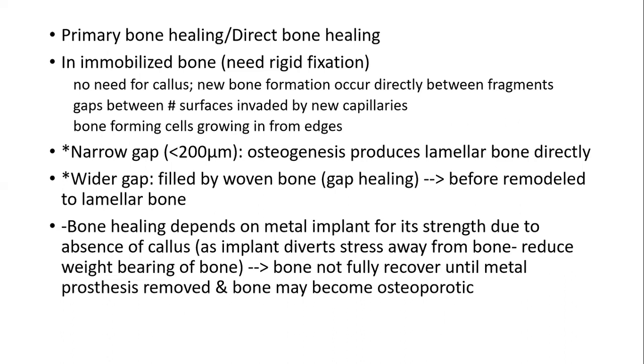And the bone healing depends on the metal implant for its strength due to the absence of callus. As the implant diverts stress away from the bone, it reduces weight bearing of the bone, and the bone does not fully recover until the metal prosthesis is removed, and the bone may become osteoporotic.